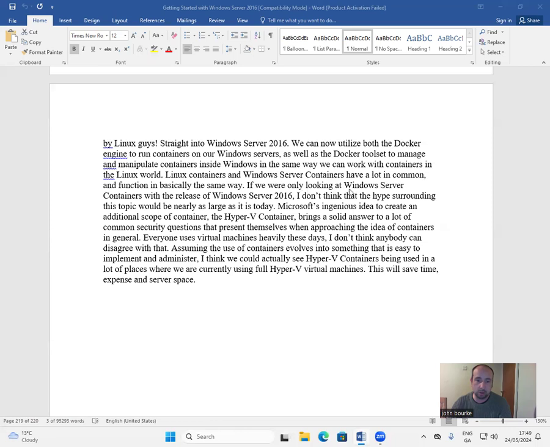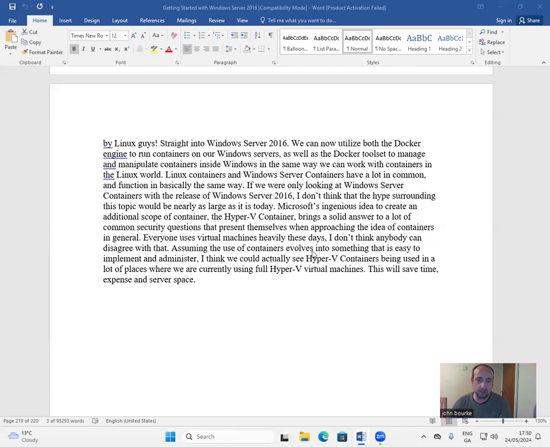If you were only looking at Windows Server containers with the release of Windows Server 2016, I don't think that the hype surrounding this topic would be nearly as large as it is today. Microsoft's ingenious idea to create an additional scope of container, the Hyper-V container, brings a solid answer to a lot of common security questions that present themselves when approaching the idea of containers in general. Everyone uses virtual machines heavily these days. I don't think anyone can disagree with that.